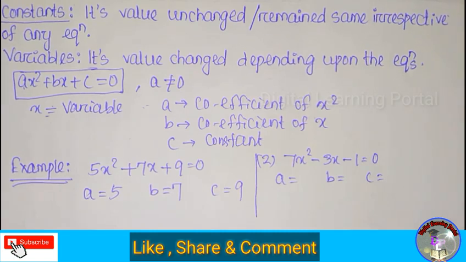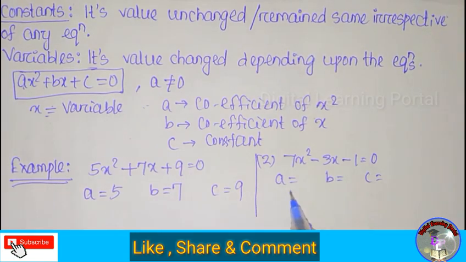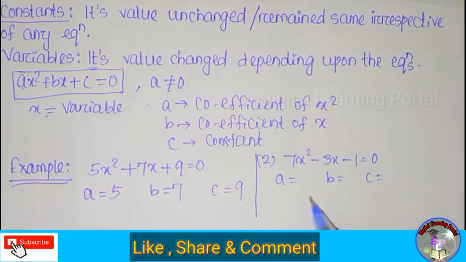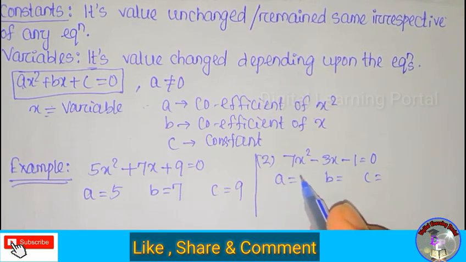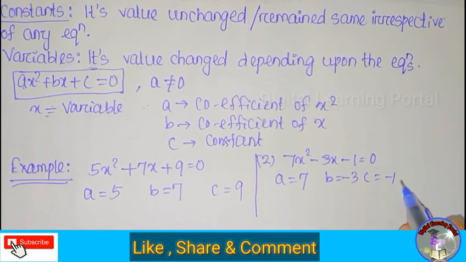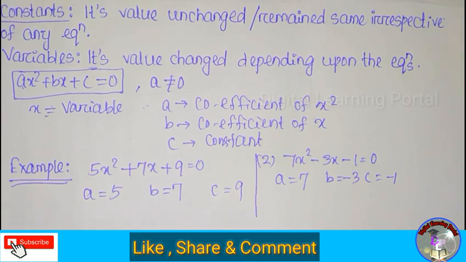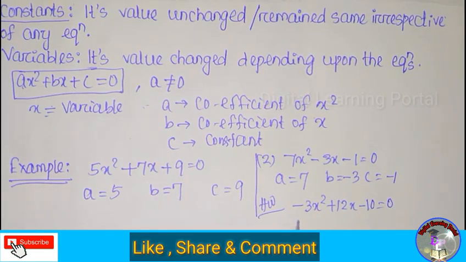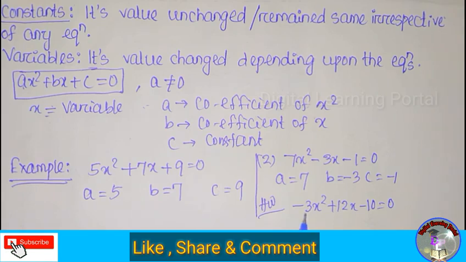And in this equation we can write the values of a, b and c. Here the value of a is equal to 7, b is equal to the coefficient of x, that will be minus 3, and c is equal to minus 1. And this question is for you, that is your homework: minus 3x square plus 12x minus 10 is equal to 0, and you have to find the values of a, b and c.